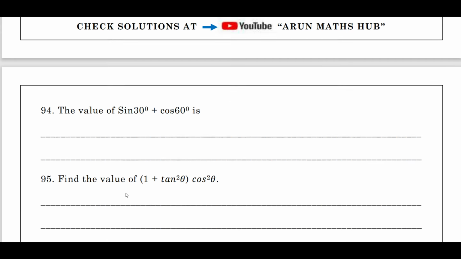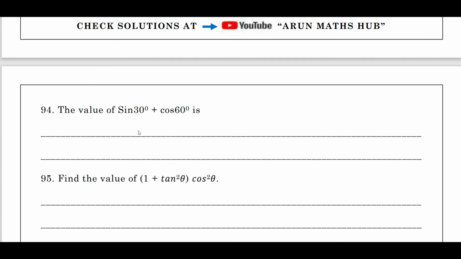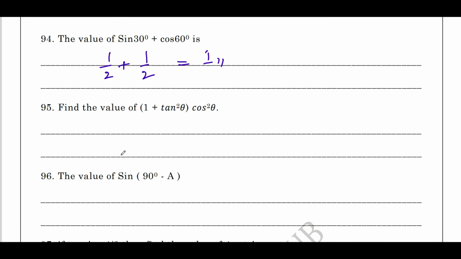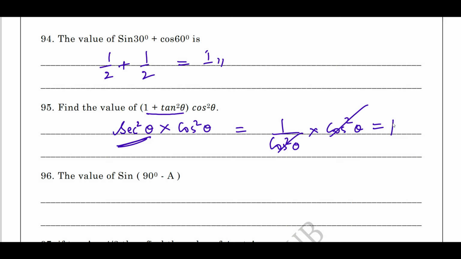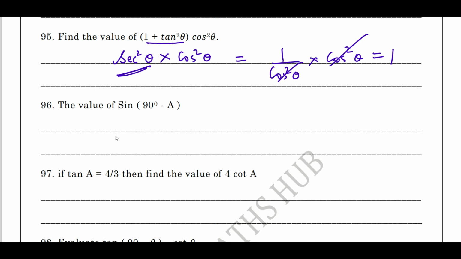Question number 93. Find the value of sin 30 plus cos 60. Sin 30 is 1 by 2 plus cos 60 is 1 by 2. 1 by 2 plus 1 by 2 is 1. Find the value of 1 plus tan square theta into cos square theta. 1 plus tan square theta is secant square theta, by using the identity. Secant square theta into cos square theta, the reciprocal of secant square theta is cos square theta, so it cancels out, we get 1. The value of sin of 90 minus A is cos A by using the complementary relation.